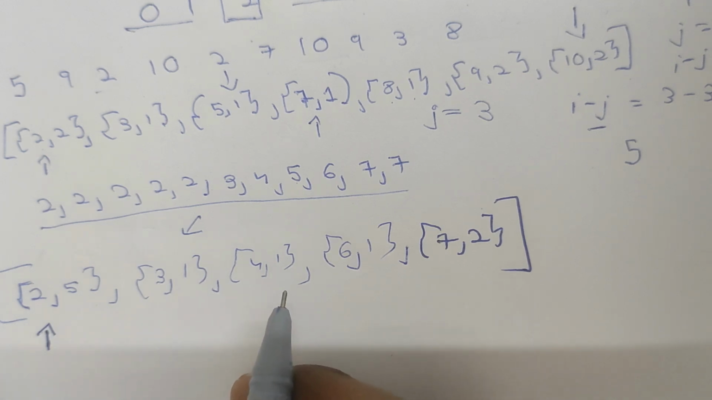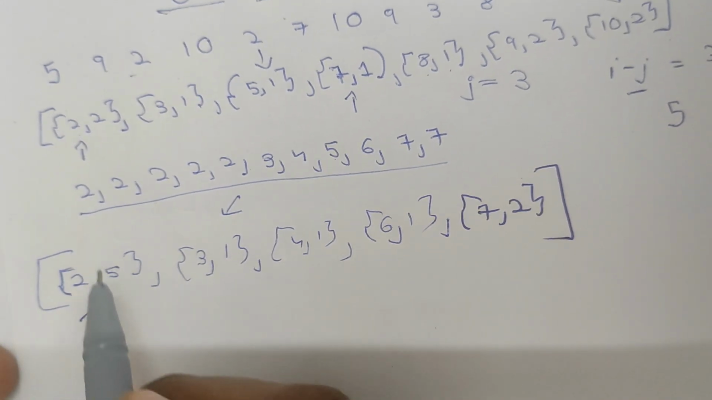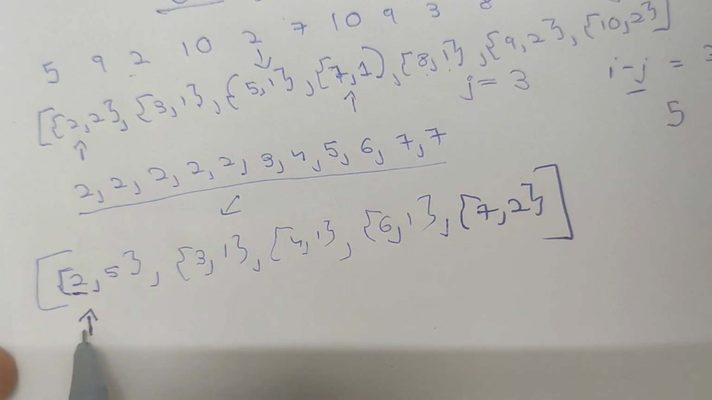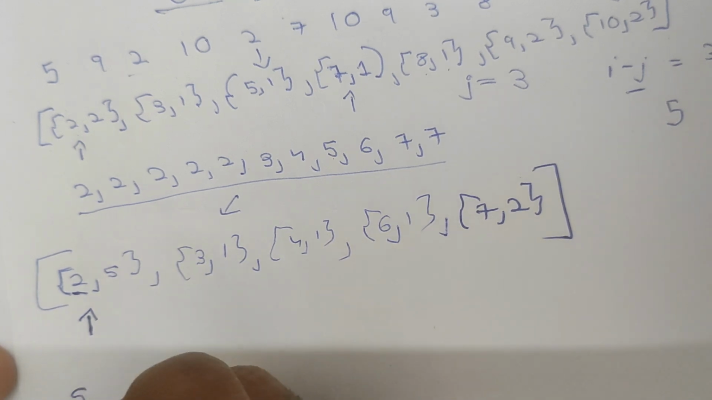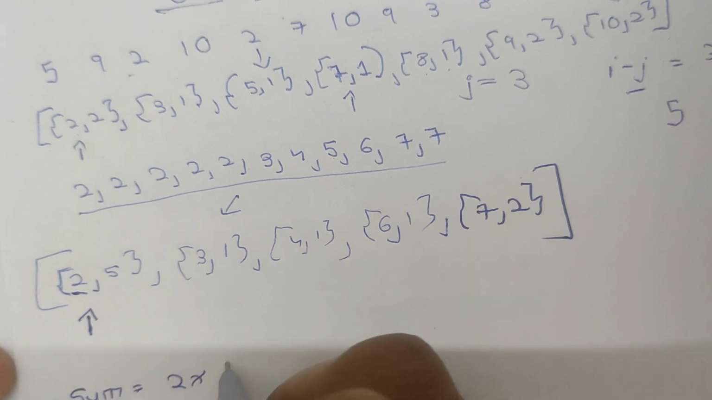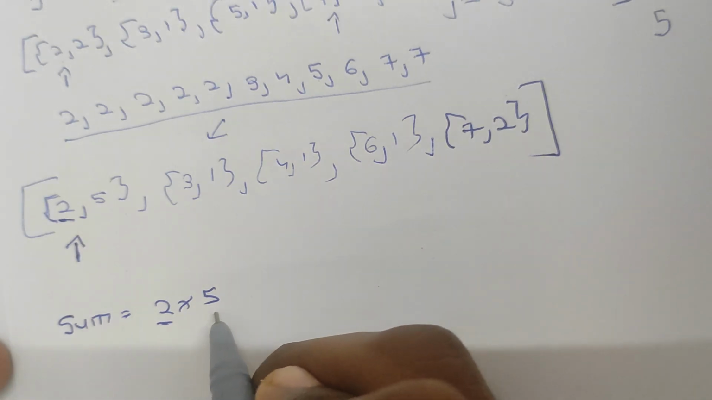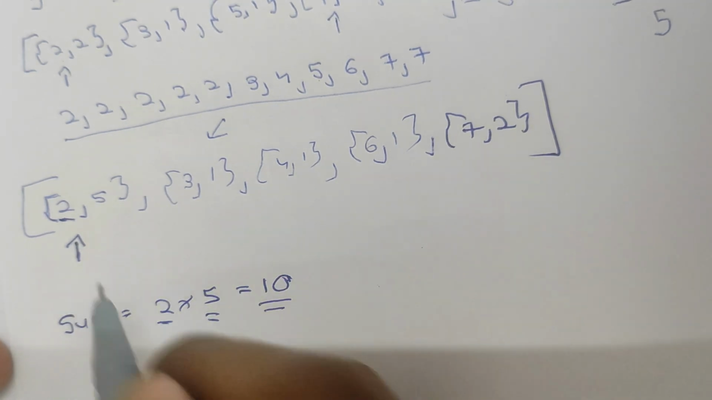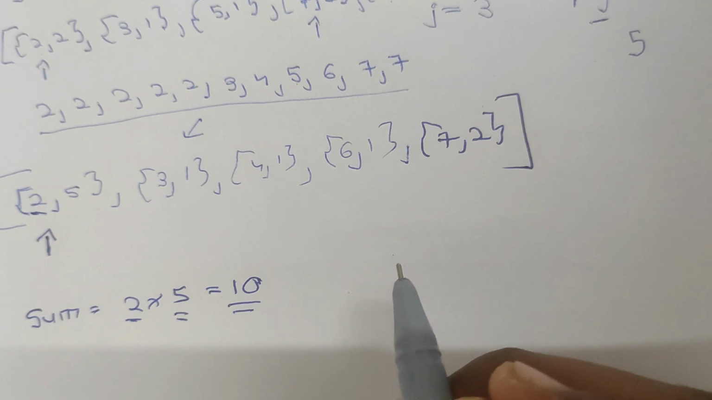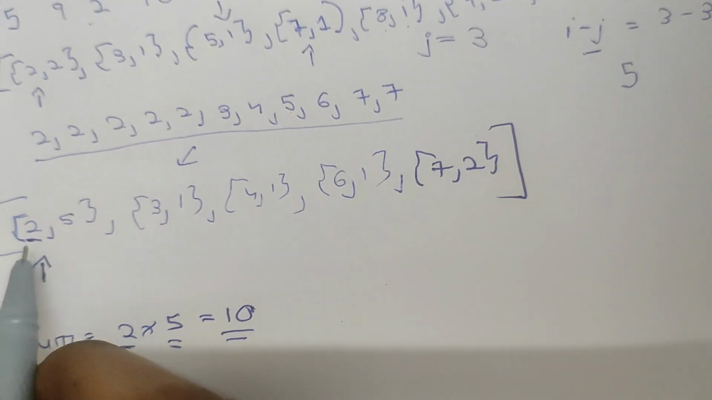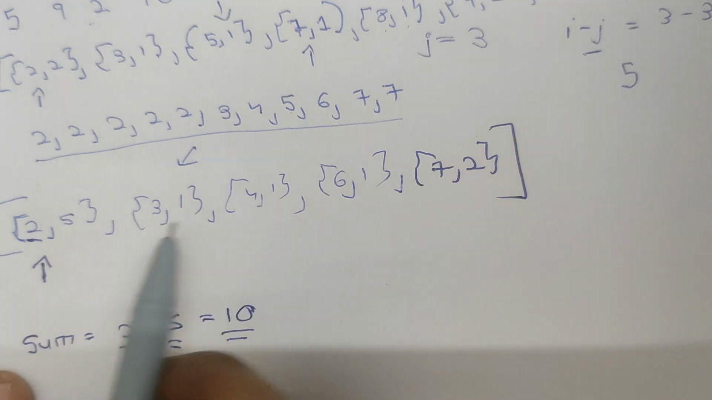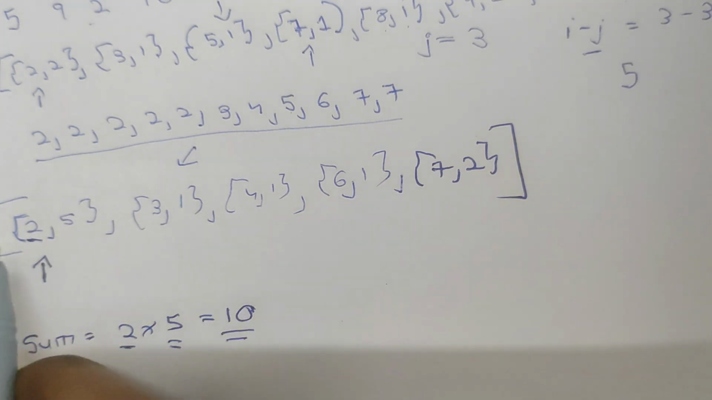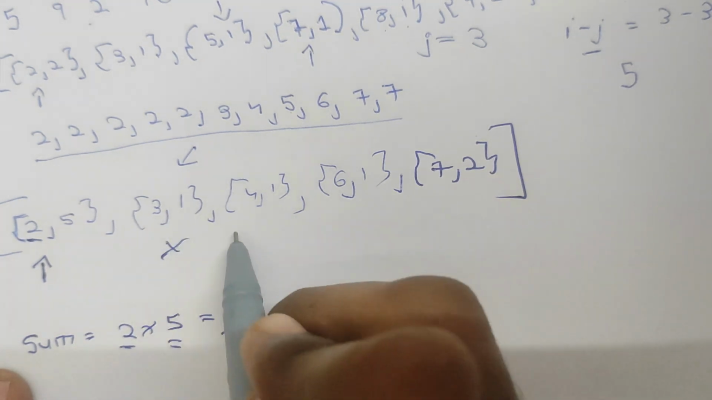Suppose you have chosen this first value. You have chosen 2, and that is the first index you chose. So the total sum till now is equal to 2 into 5. The value you chose is 2, and the number of occurrences of 2 is 5, so the maximum sum till here is 10. Since you have chosen 2, you can't choose 3 and 4, because 3 is 2 plus 1 and 4 is 2 plus 2. So you can't choose these two values.